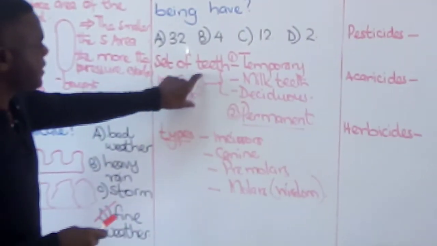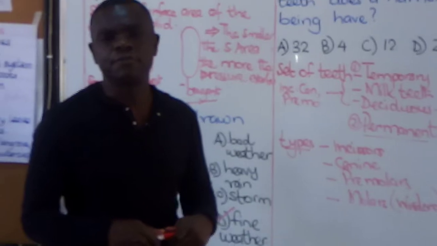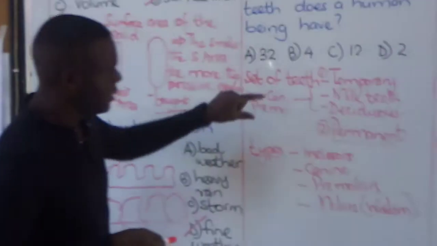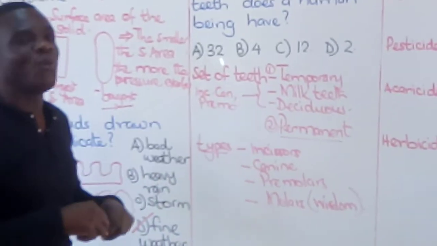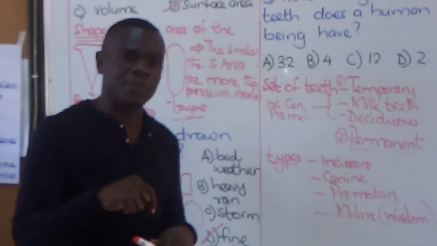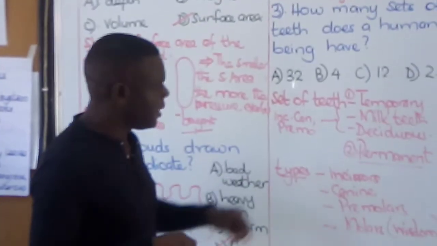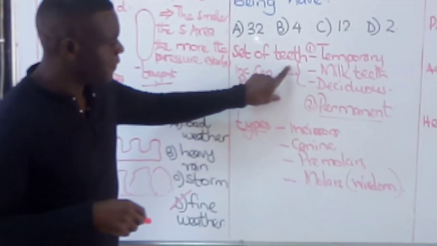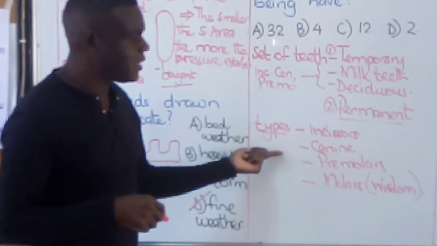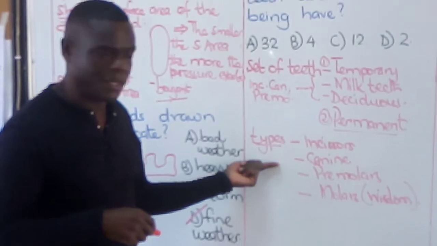The first set appears from 3.5 to 4 months. It begins to grow after the birth of a child. And then it stays in the mouth for up to 5 years, after which the child begins to shed them off. Once they shed off, they are replaced with permanent teeth. Now, permanent teeth are not supposed to be shed off. That's why they are called permanent.